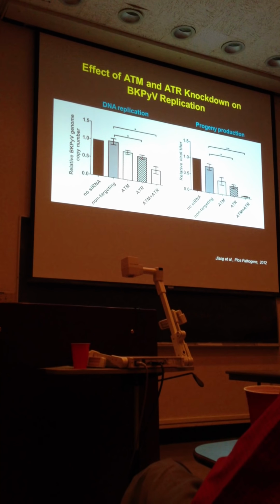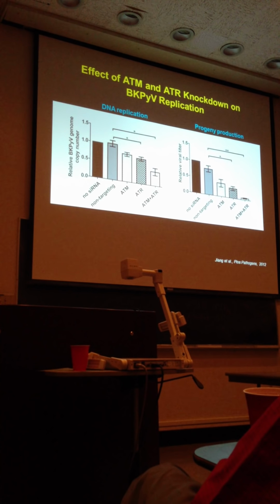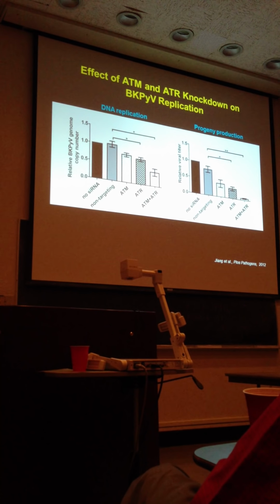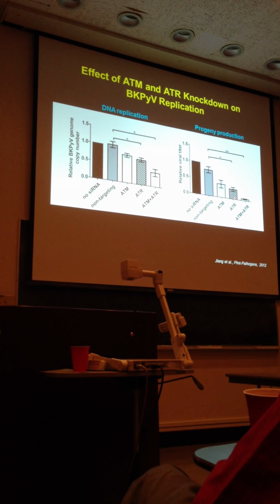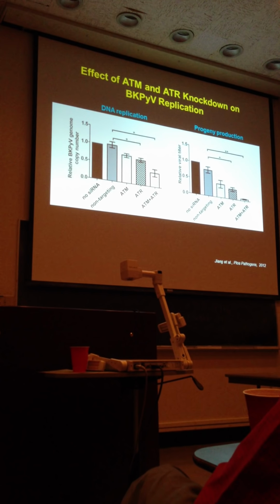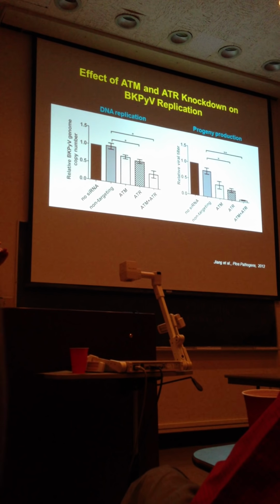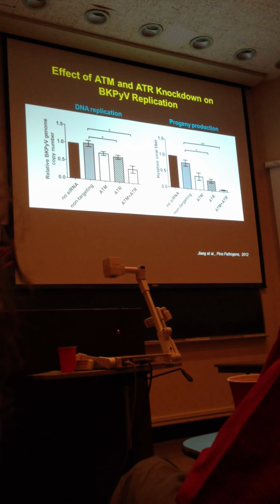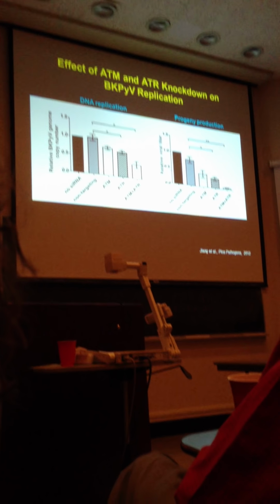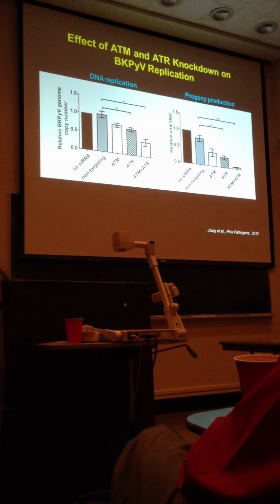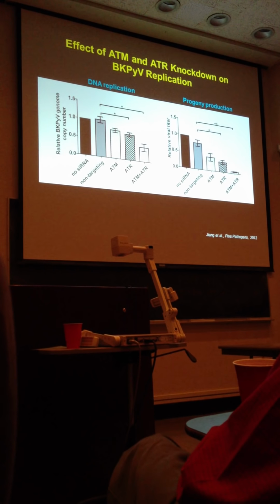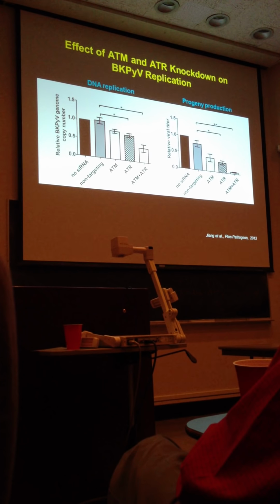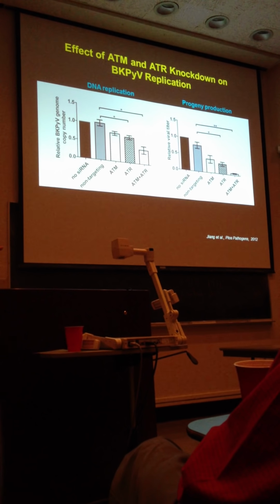So then what about DNA replication or progeny production? What are the effects of ATR knockdown on those aspects of viral infection? What we found is that the single ATR knockdown seems to have a similar effect as the ATM knockdown. There seems to be about a 50% decrease in both viral DNA replication and progeny production. However, when we knock both down, we found that there is an additive effect of these two kinases. Both seem to be contributing to an optimal replication stage for BK.